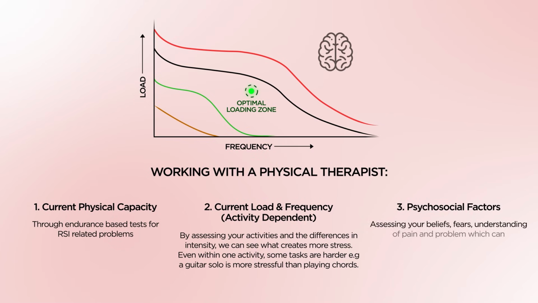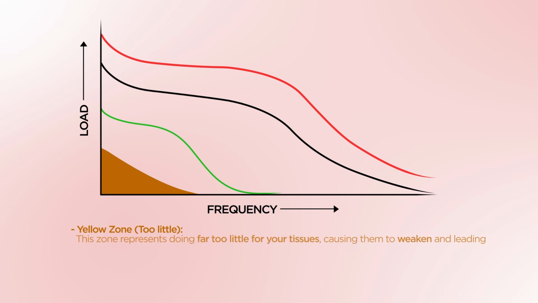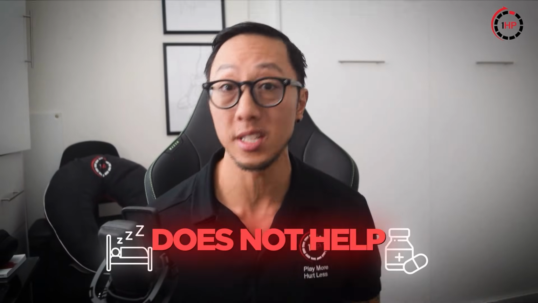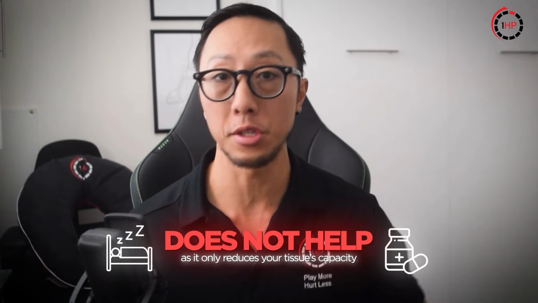So they need to assess your fears, your beliefs, your understanding of pain and problems that can influence your perceived load. Now, the yellow zone, which is too little, represents doing way too little for your tissues, often causing them to weaken and result in the curve types that you see below. This zone is typically where most traditional interventions fall and why they often fail in helping the individual return to function. It should be clear why the things that you tried before weren't enough to support improving your tissue's ability to handle stress. And this is why the advice of just resting, or resting and taking medication, does not help, as it only reduces your tissue's capacity.